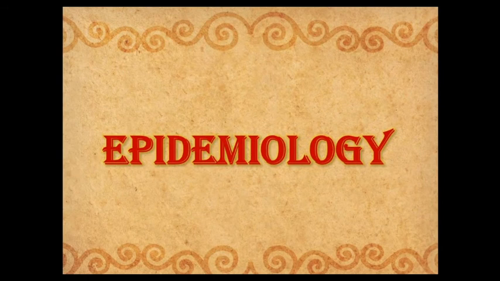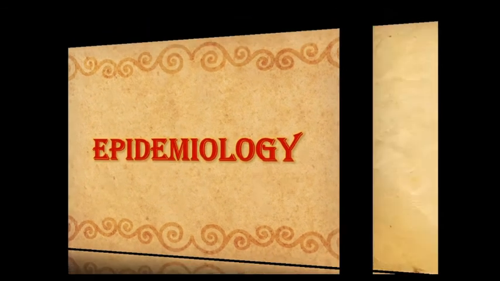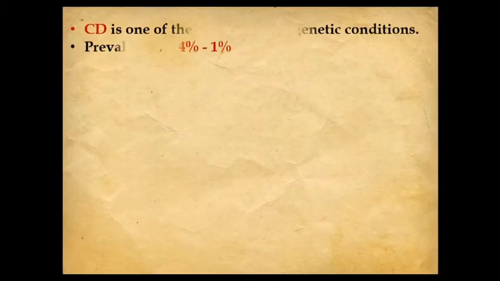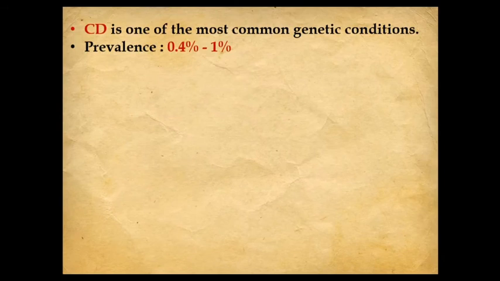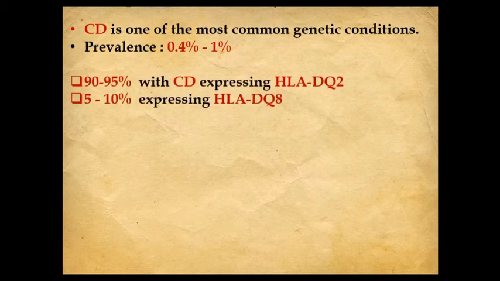Now, what is the epidemiology of celiac disease? We said it is one of the most common genetic conditions in the world. Yes, this is a fact. It is one of the most common genetic conditions in the world, with a prevalence of 0.04 to 1%. And as we said, there is a genetic predisposition.